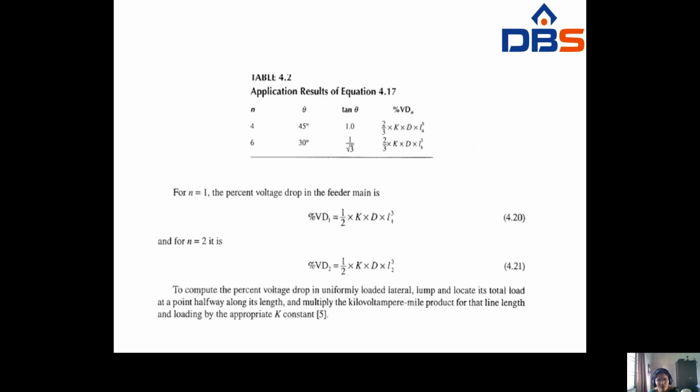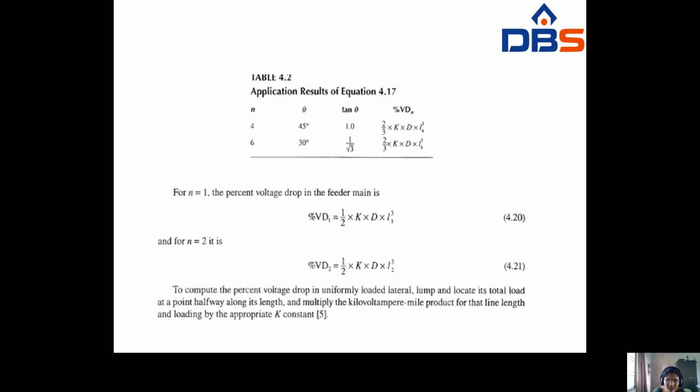So here for n equal to 4, theta is 45 degrees, that means 4 number of feeders. For 6 number of feeders, theta is 30 degrees. At that time tan 45 is 1, tan 30 is 1 by root 3. So percentage VDn equal to 2 by 3 K D L4 cube. Similarly, for 30 degrees it is given by 2 by 3 into K into D L6 cube.